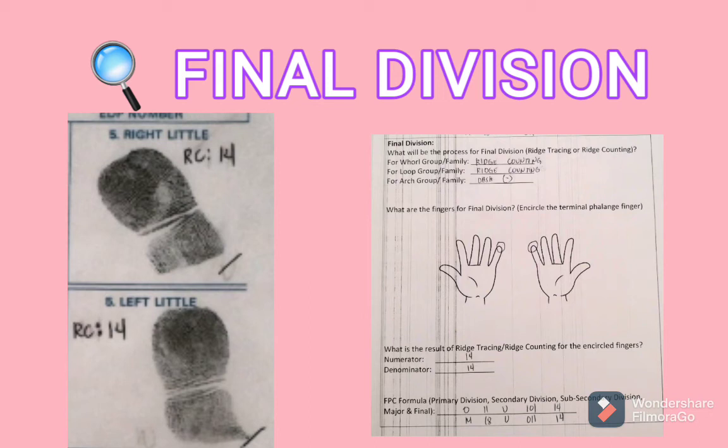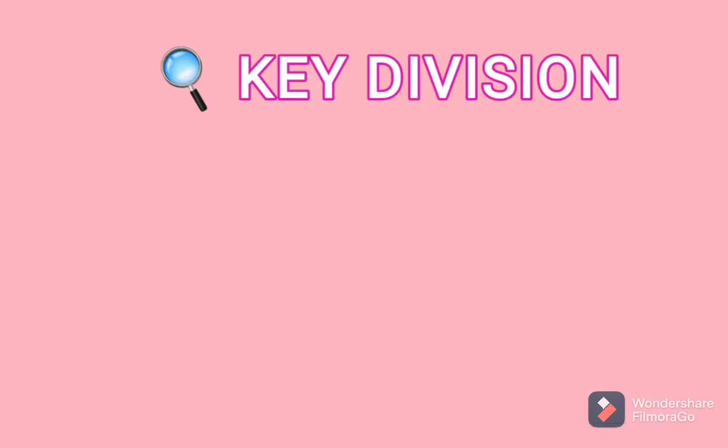both the right and left little fingers. So as a result, for the fingerprint classification formula, we're going to put the final division after the major division. So it's going to be O over M, 11 over 18, U over U, I over OII, and 14 over 14. Eighth and last step is the key division.